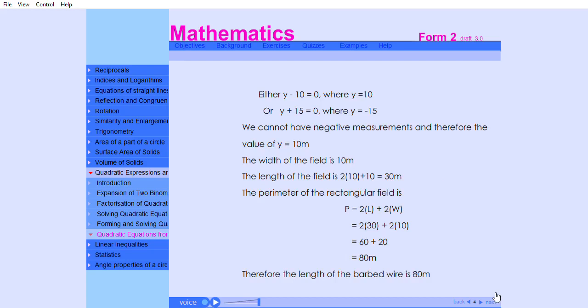Either y minus 10 is equal to 0, where y is equal to 10, or y plus 15 is equal to 0, where y is equal to negative 15. We cannot have negative measurements, and therefore the value of y is equal to 10 meters.